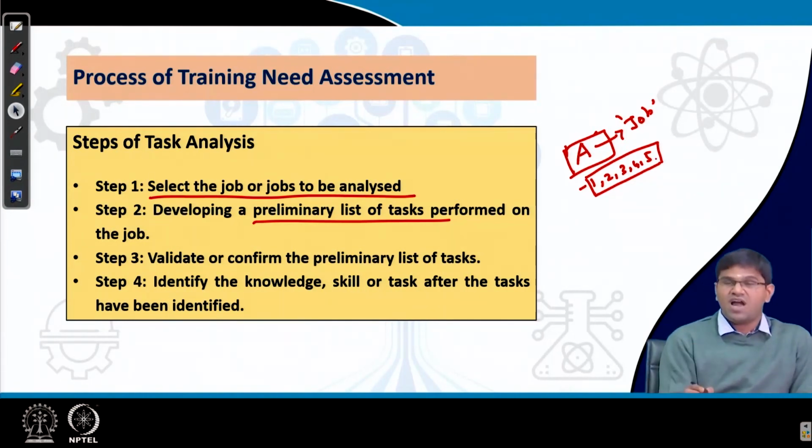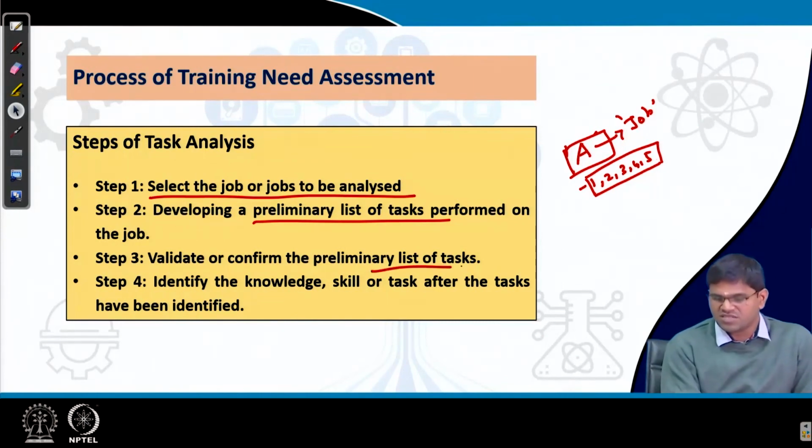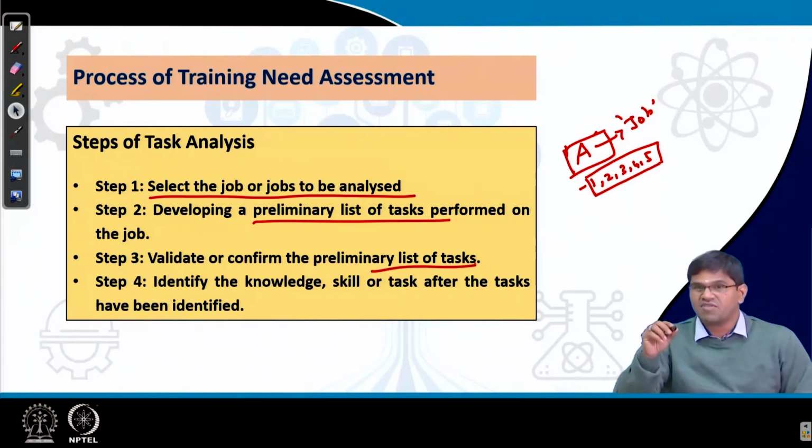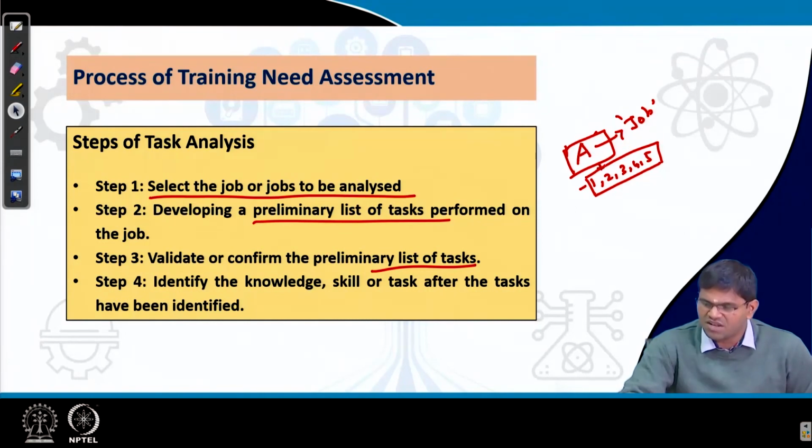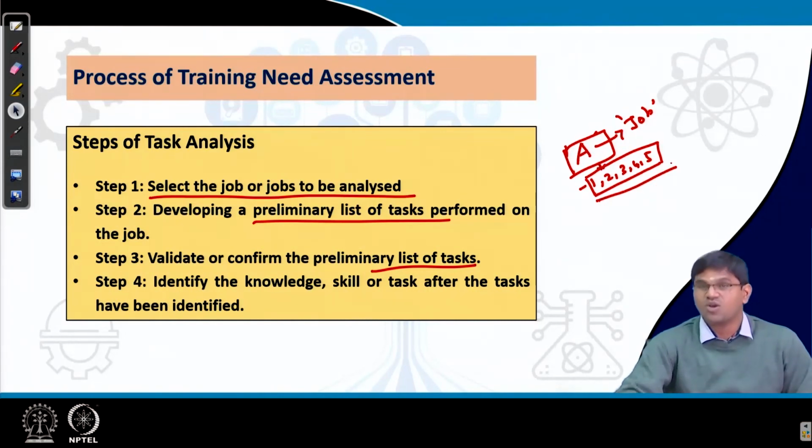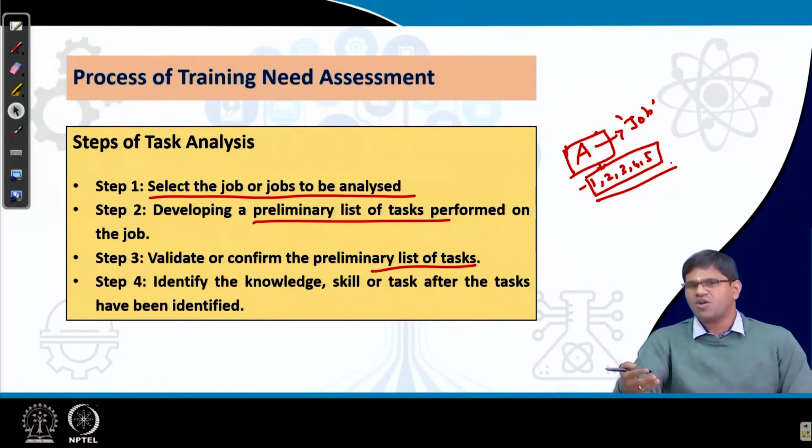Then validate and confirm the preliminary list of tasks. You have to validate and confirm, yes, for this job these are the tasks which are required as part of this particular job. For example, let's say a sales job. You need to go for a cold call, reach out to people, convince people, offer, negotiate, and all that follow up is required. Then yes, these are the tasks required.